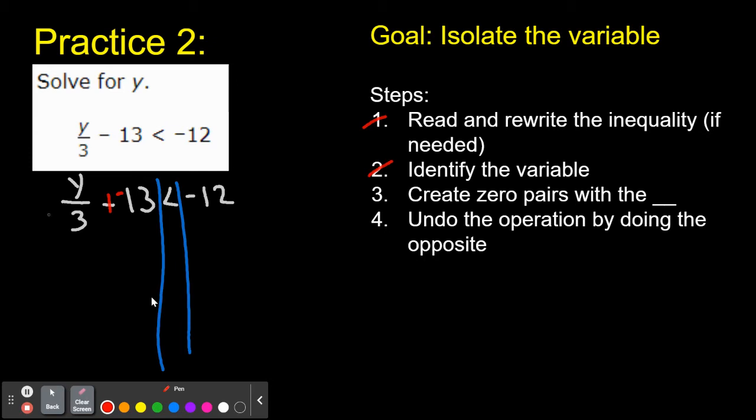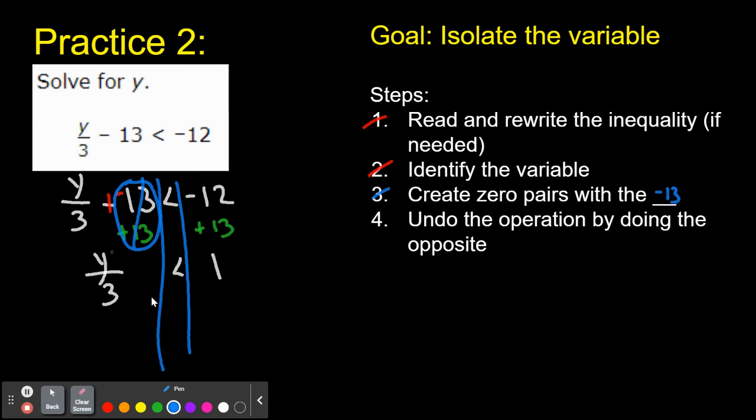Okay? There's the variable term. We need to get rid of that -13. To get rid of -13, we're going to add 13 positives. If we add 13 positives to the left side, we're going to add 13 positives to the right side. Whatever we do to one side, we got to do to the other. That makes 0. They take each other out. That's why we add +13 to get rid of that -13. And now we have y divided by 3 is less than. Now let's do some math here. We have 12 negatives plus 13 positives. We have more positives than negatives. How many more? 1 more. So we created 0 pairs with that -13.